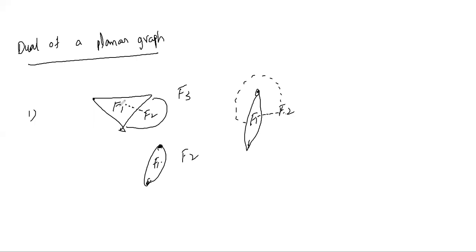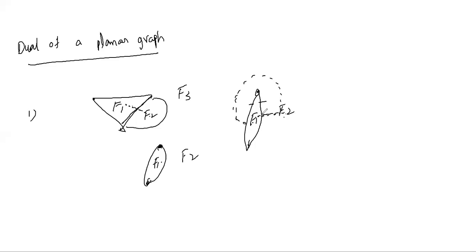First condition, listen carefully. If the regions are separated by one single edge, draw one dotted line between the two regions. Second condition, if the F1, F2 regions are separated by two edges, then you have to draw two common dotted lines. So F1, F2, here one dotted line and here one dotted line. However many edges are separating the regions, that many dotted lines you have to draw.